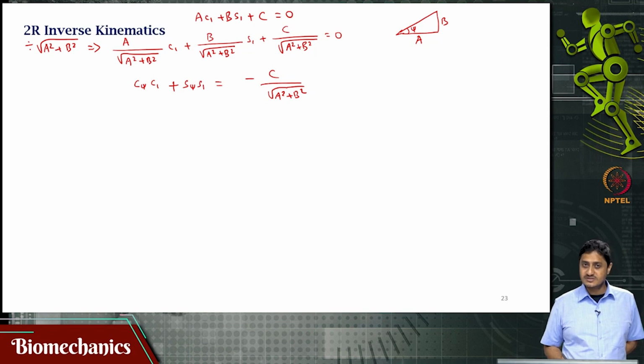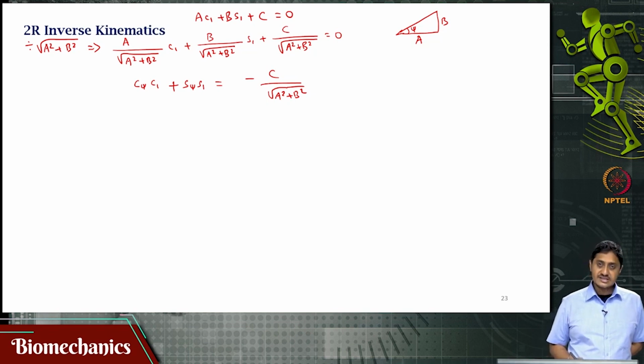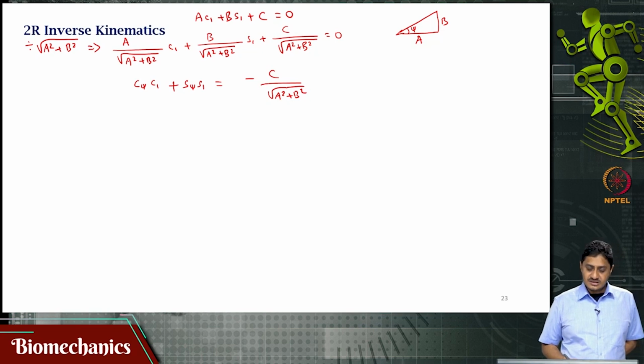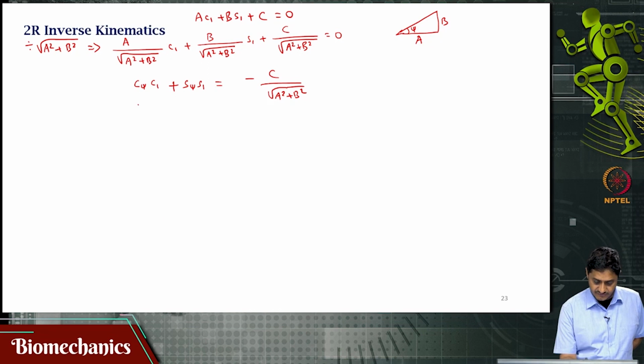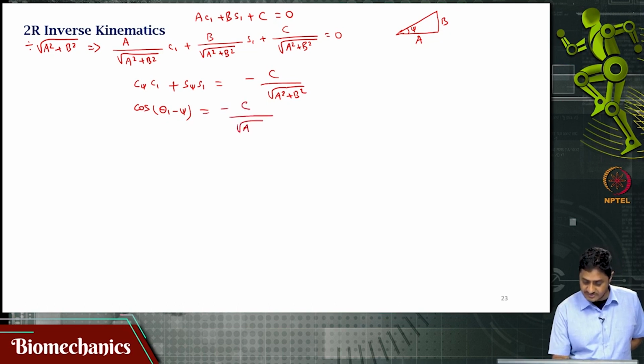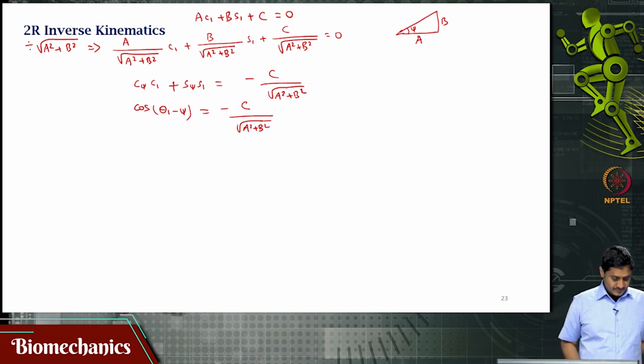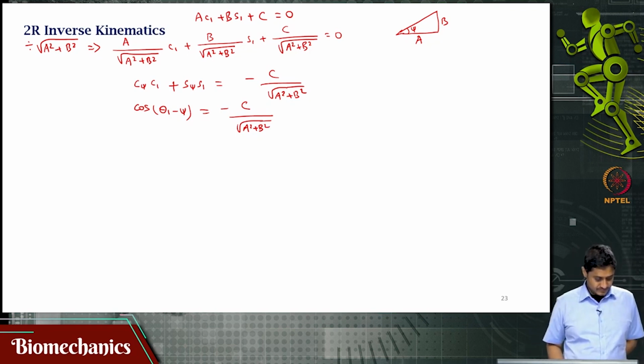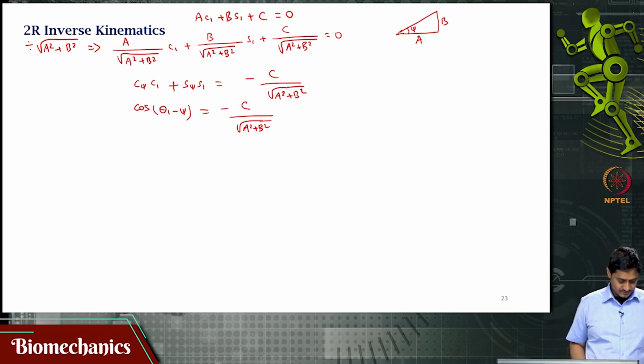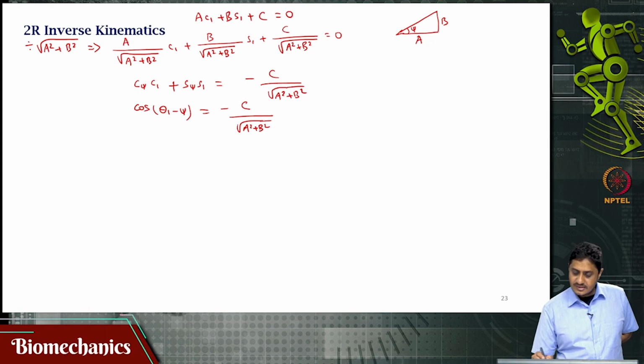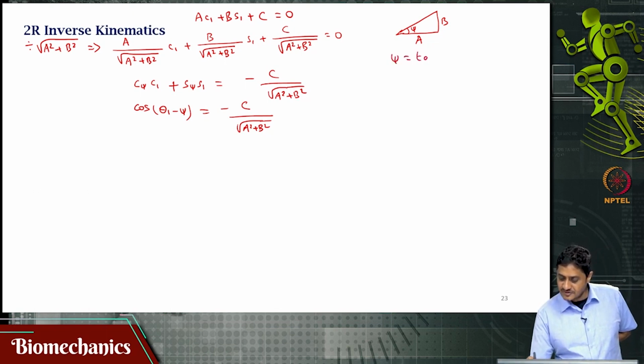C psi C1 plus S psi S1. This formula looks somewhat familiar, is it not? Sin A sin B plus cos A cos B is cos of A minus B. So, that would give me cos of theta 1 minus psi equal to minus C divided by the square root of A squared plus B squared. Now, psi itself is what? The opposite side by the adjacent side, that is tan inverse of B by A.